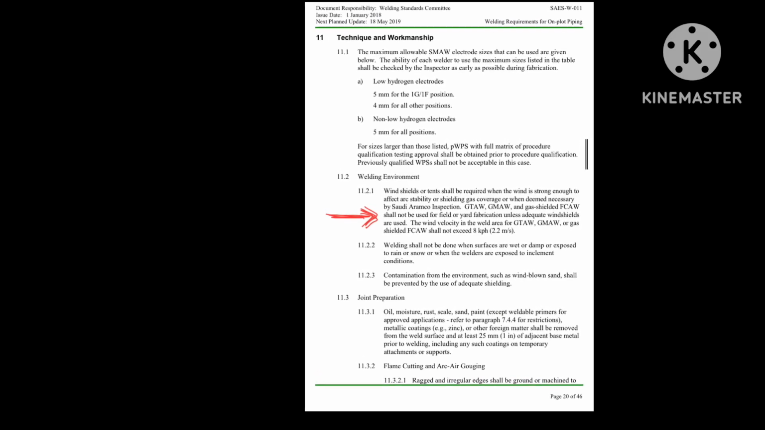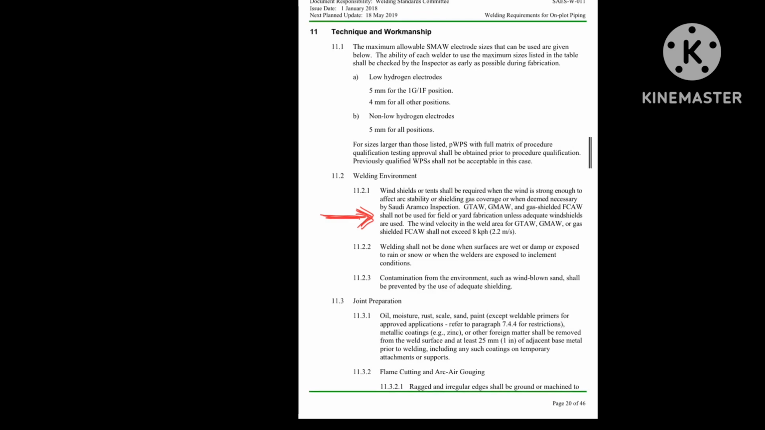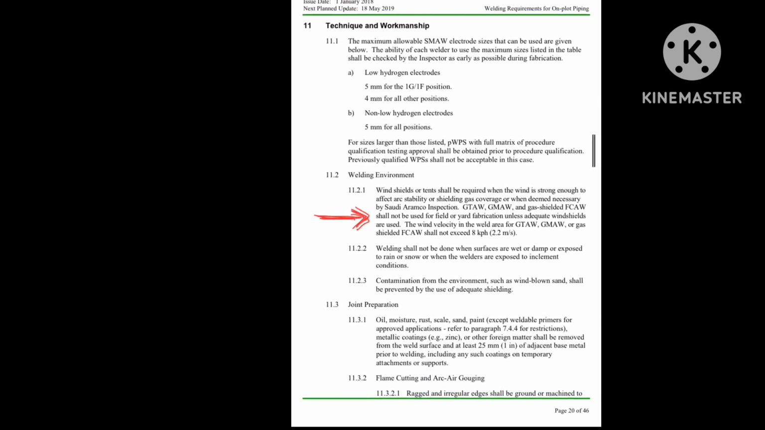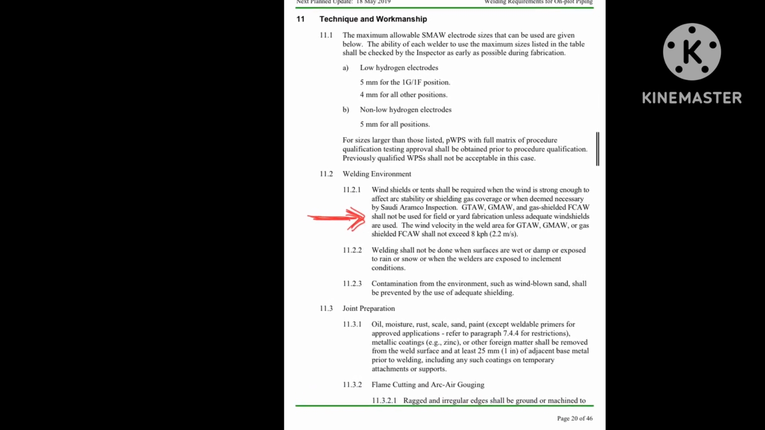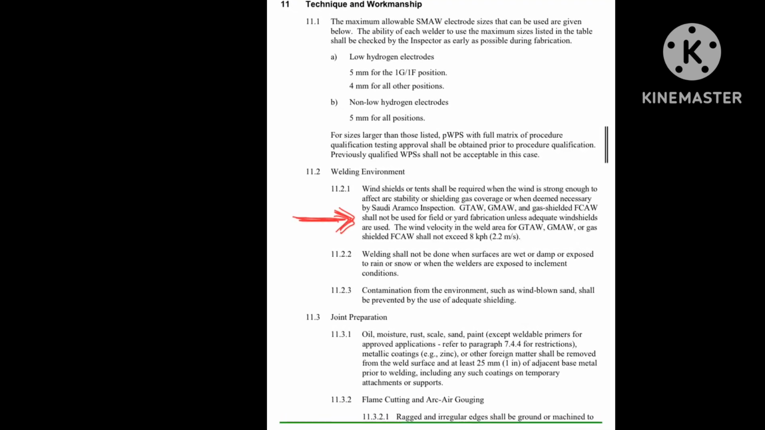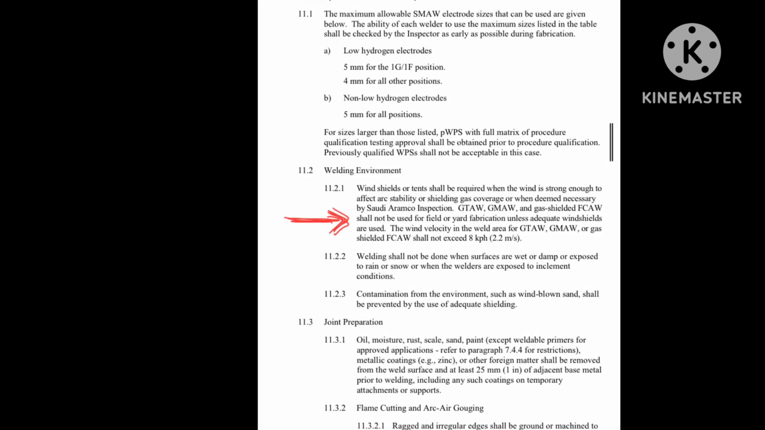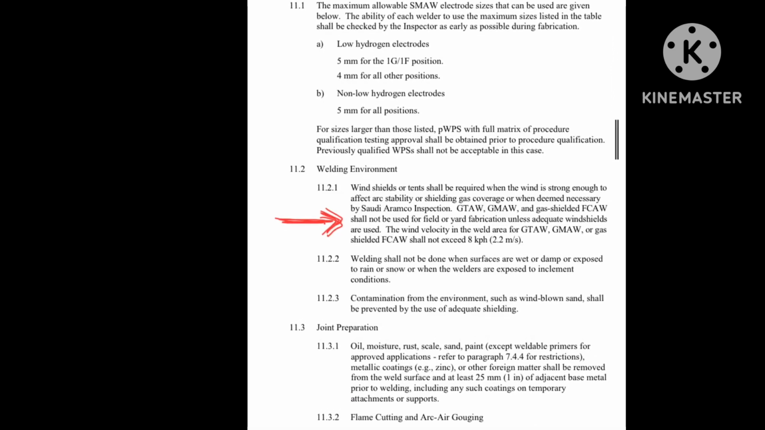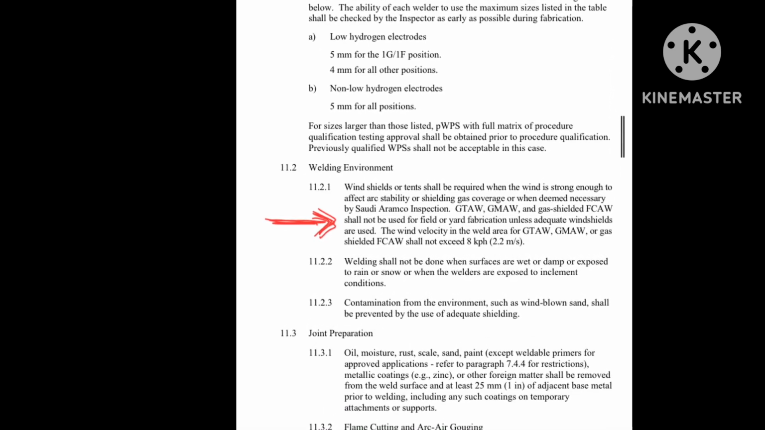This is the sheet from the Saudi Aramco Engineering Standard W11. In this, it is given in 2.2 that you have to check the wind velocity. If it is more than 2.2 meters per second inside the welding booth, you should stop the welding.